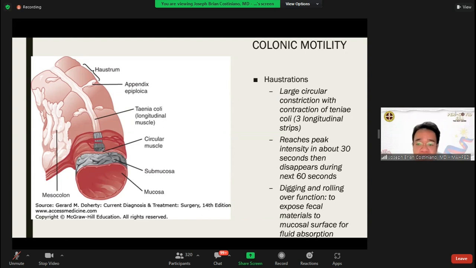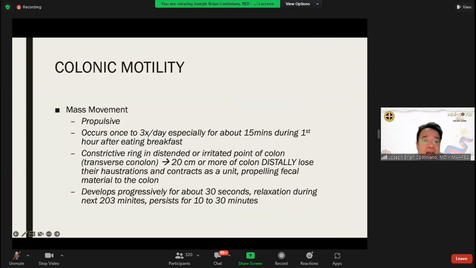So its action is to dig and roll over to expose your feces towards the mucosa, and once it comes into contact with the mucosa, it will enhance the absorption of water and electrolytes. So you have mass movement that occurs 1 to 3 times per day, usually for about 15 minutes during the first hour after eating breakfast, yung napupupo ka. And then usually you will see this constrictive ring in the distended or irritated point of the colon, transverse colon. And then your haustrations will act or contract as a unit in order to push the fecal material down to the colon.